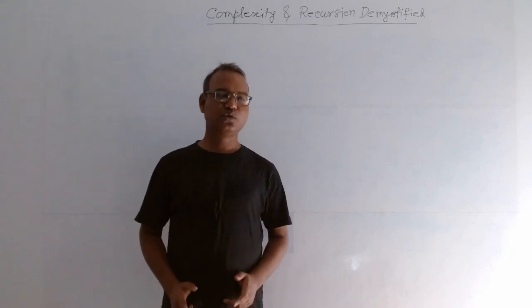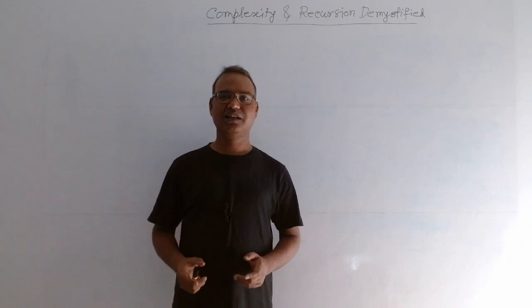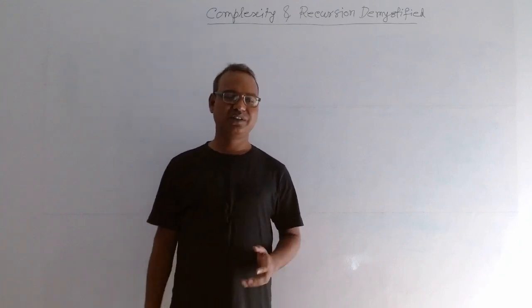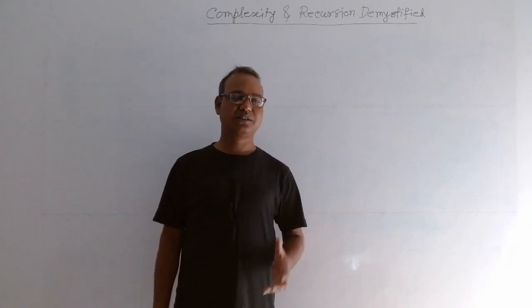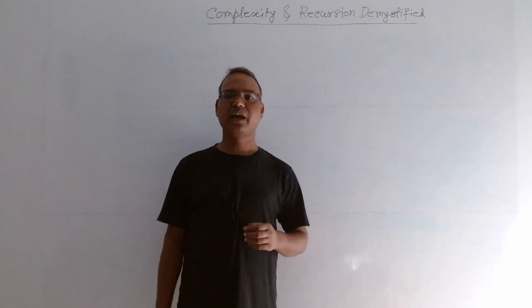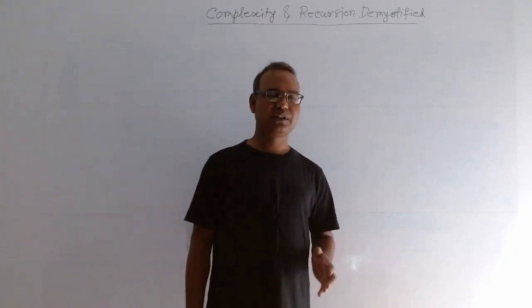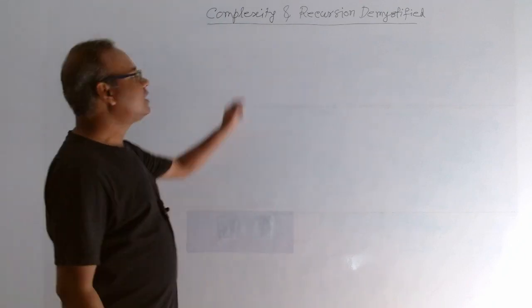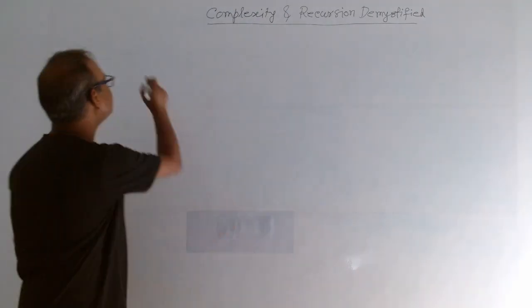So today we will learn complexity and recursion and various examples like Fibonacci and integer multiplication, power of large number, and many more examples. And we will see how the complexity works. So let's start with the complexity. First, we will learn asymptotic complexity.